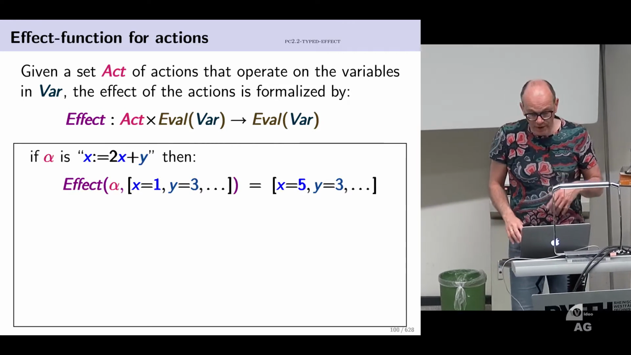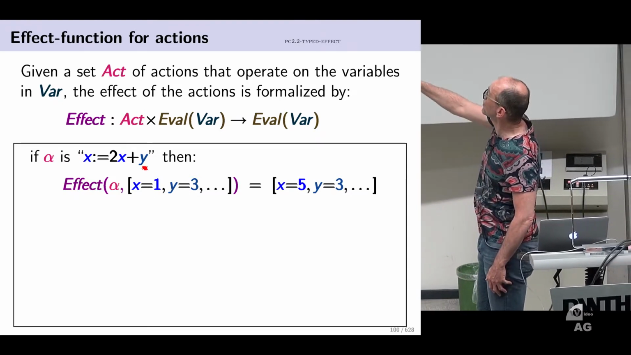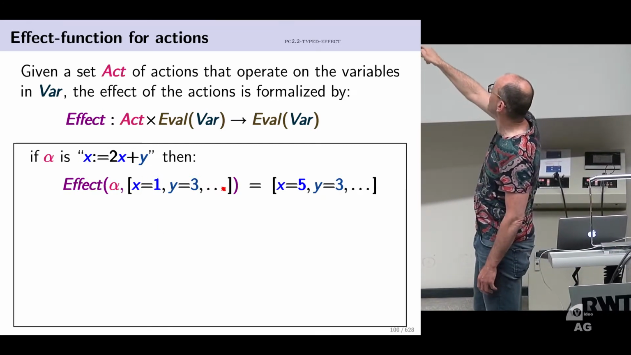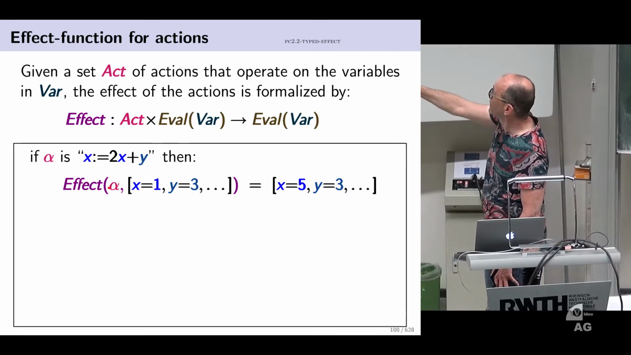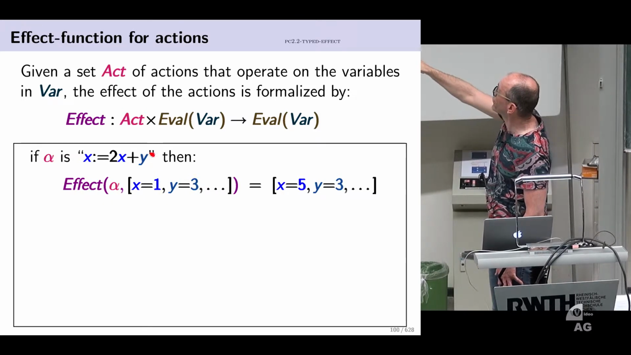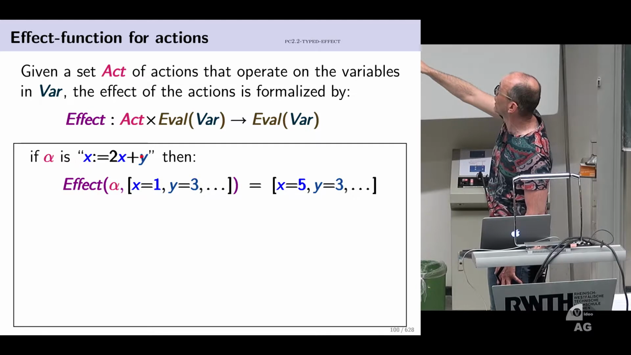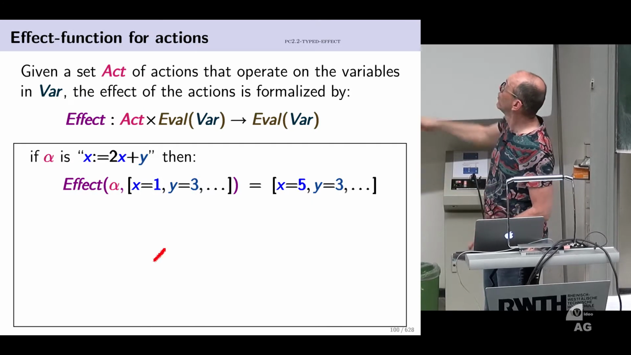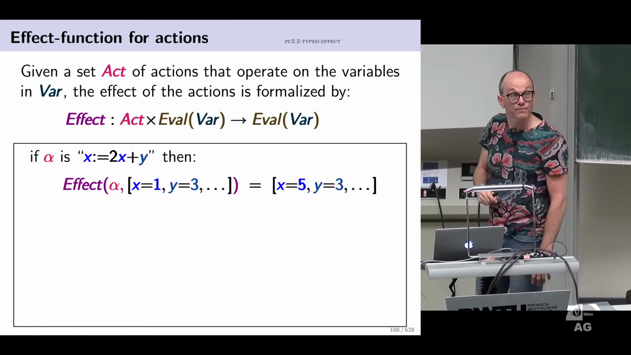Good. Example. I have 3 examples. The first example is the following. Suppose that I take an action and this action corresponds to this assignment. And suppose that the current state is something of the form x equals 1, y equals 3, and maybe there are some other variables, but they are not important here. Then the effect of alpha on this state is the following. Well, we have to execute this assignment. This assignment takes 2 times the current value of x, which means 2 times 1 is 2, plus y is 3, so the next value of x will be 5. What happens to y? Well, nothing, right? Because this assignment doesn't change y. So that means that y isn't changed.